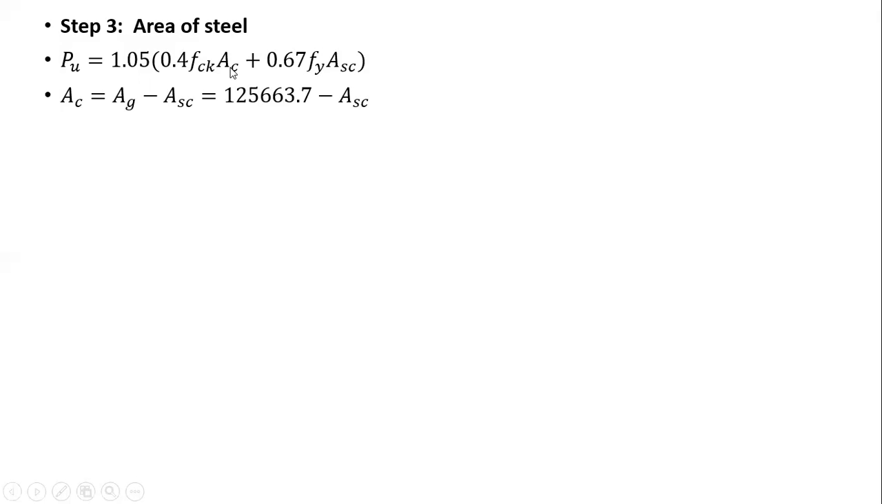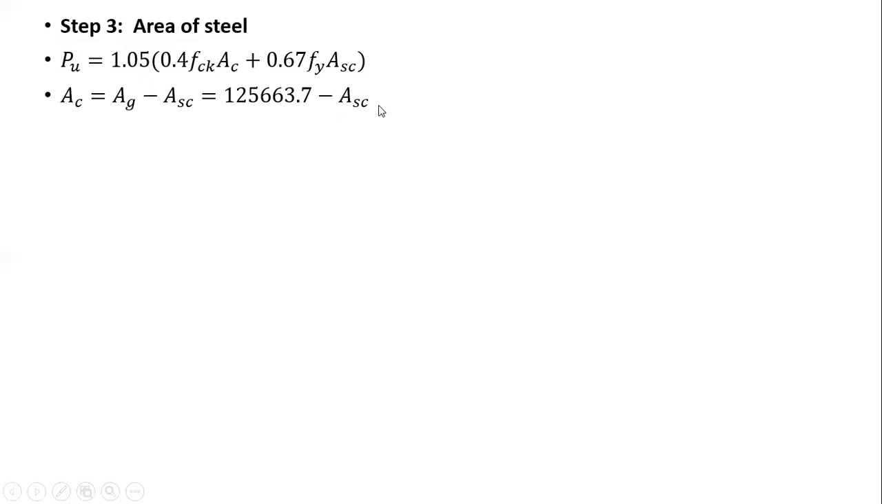Step number 3 is to calculate the area of steel. This is my equation for the design of the column: Pu is equal to 1.05 because of this circular column with spiral reinforcement, 0.4 fck Ac plus 0.67 fy Asc. I don't know the Ac value here. So Ac is equal to Ag minus Asc, the gross area of concrete minus the area of compression steel. This we have already calculated before.